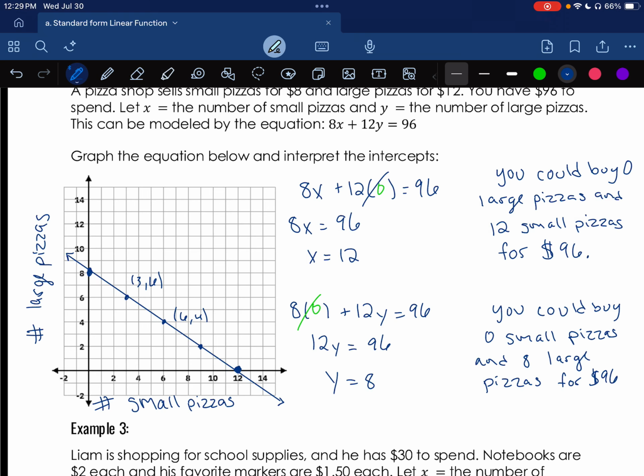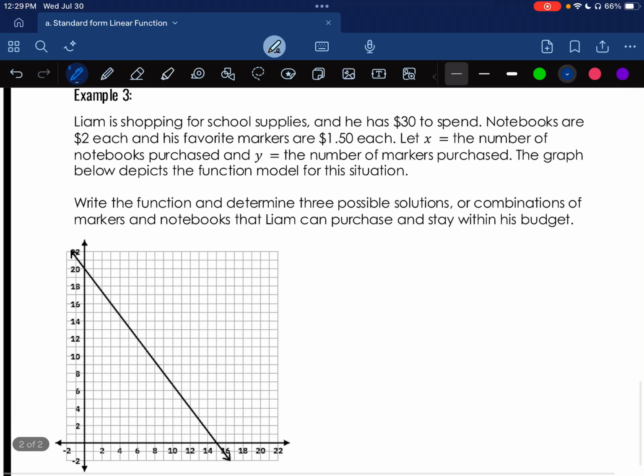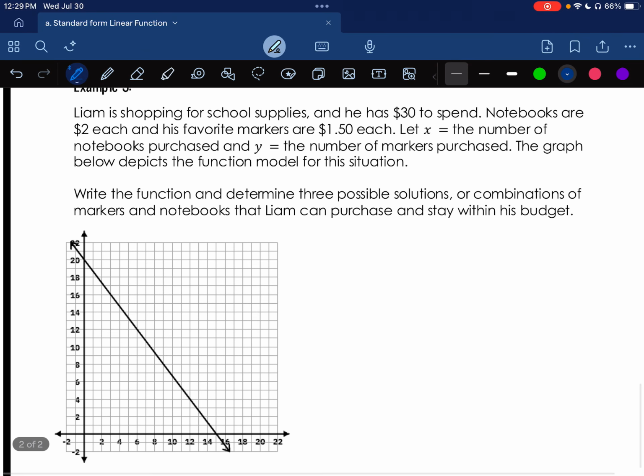All right, so we talked about pizzas, one of my favorite things in the world. Now we're going to talk about school supply shopping, one of my other favorite things in the world. All right, Mr. Liam is shopping for school supplies. We're going to highlight some stuff in here because there's a lot of information to unpack. He has $30 to spend. That's his budget. Notebooks are $2 each. And his favorite markers are $1.50 each.